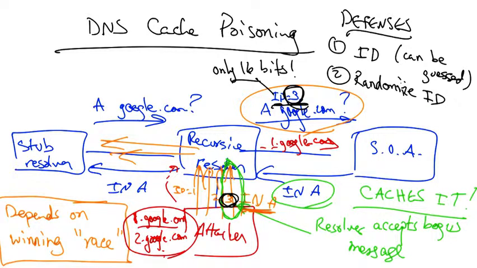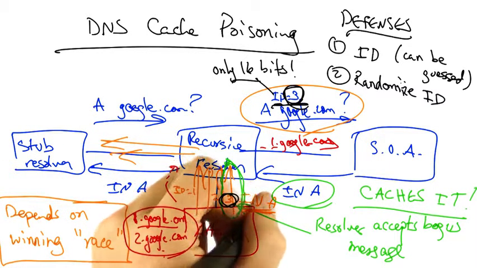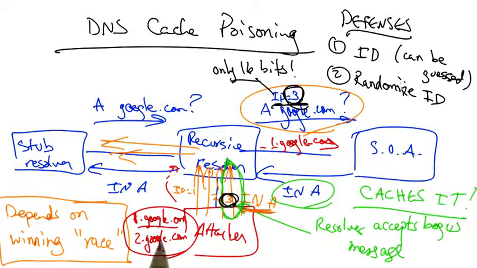Well, the trick here is that instead of just simply responding with A records in the bogus replies, the attacker can also respond with NS records for the entire zone of google.com. So by creating one of these races using an A record query and then responding not only with the A record response but also with the authoritative NS record for the entire zone, the attacker can in fact own the entire zone.